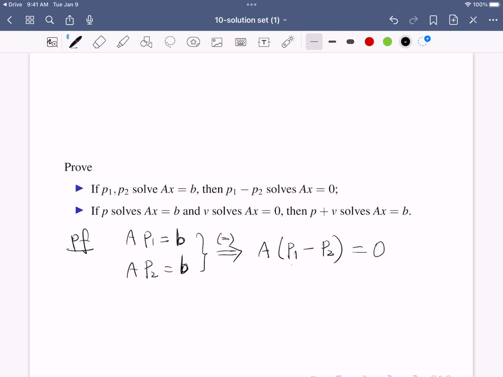So what does it mean? P1 minus P2 satisfies the homogeneous equation. So we're done.